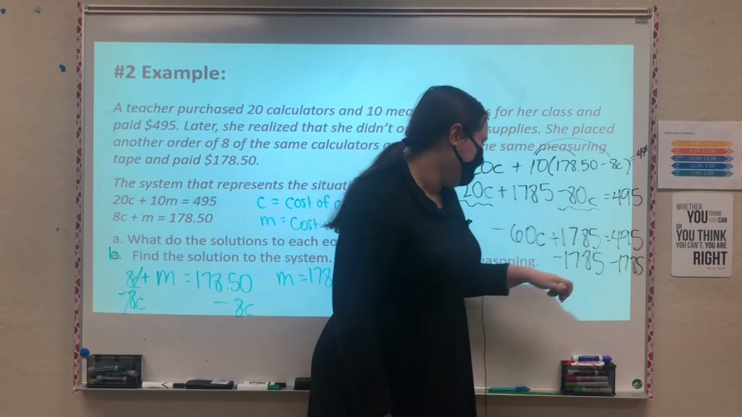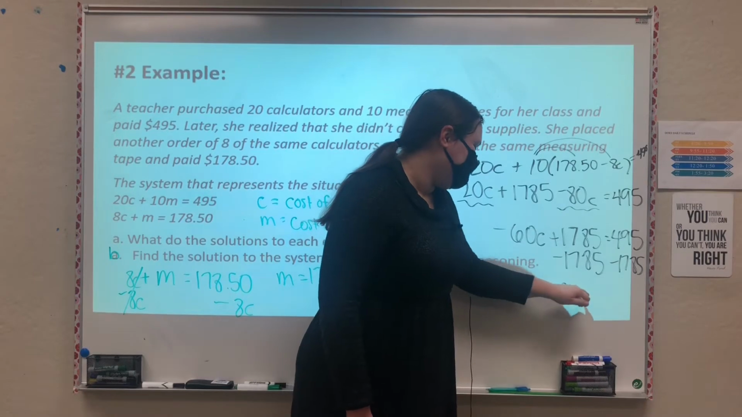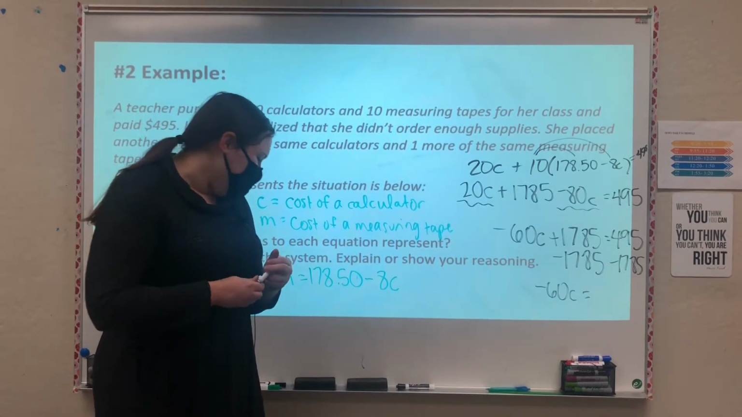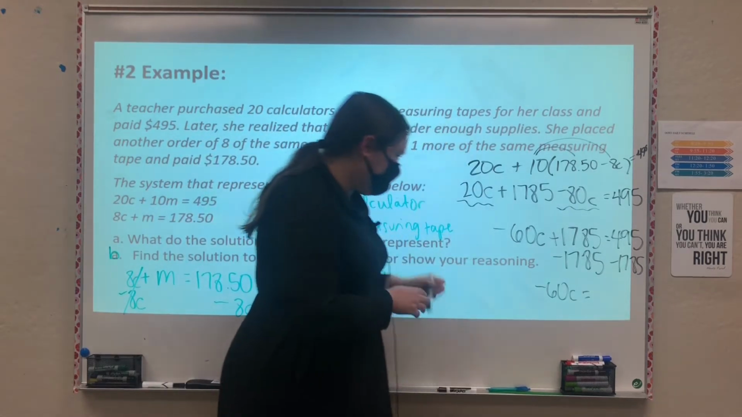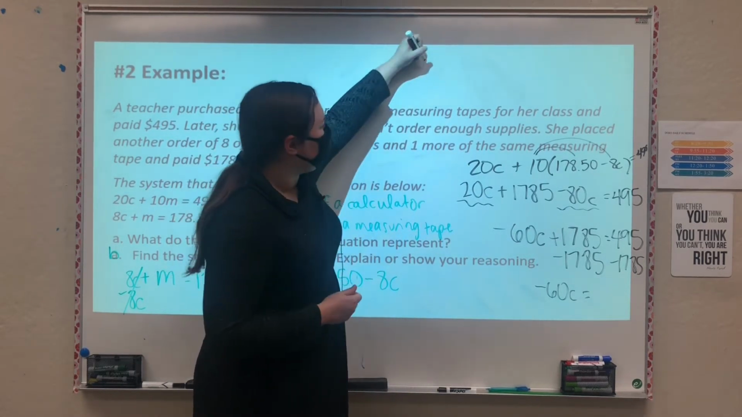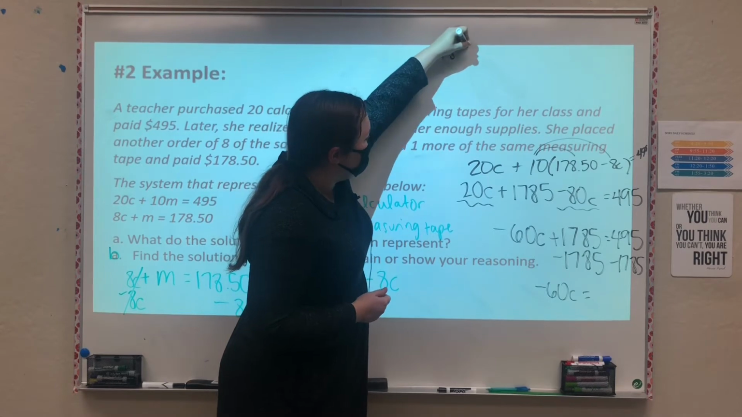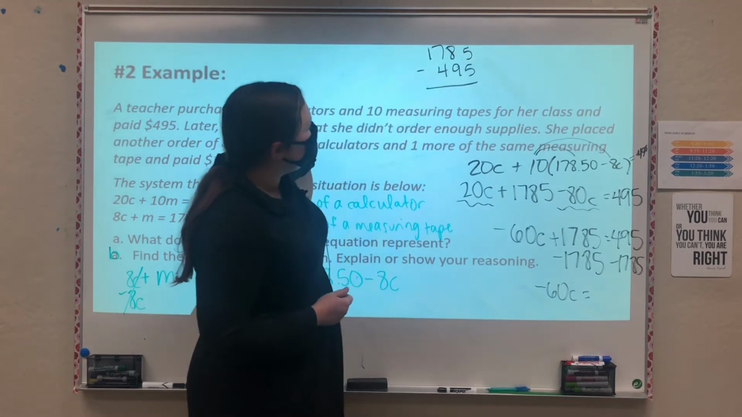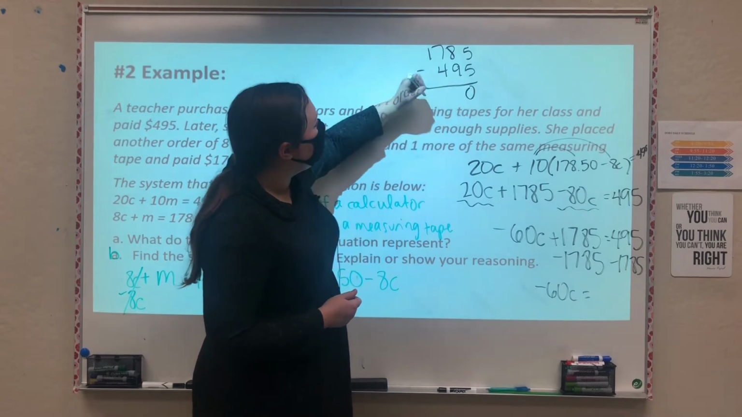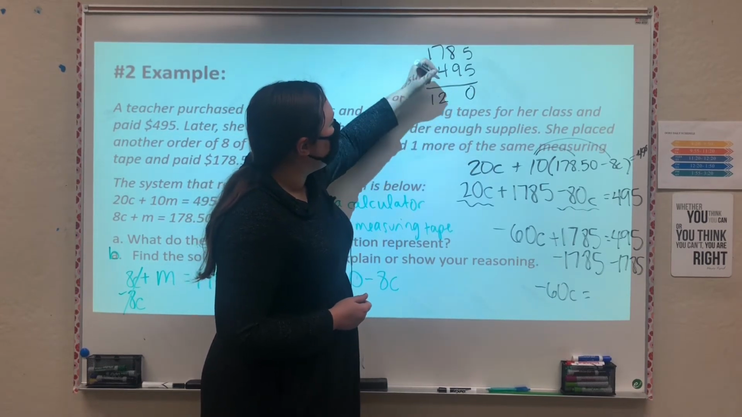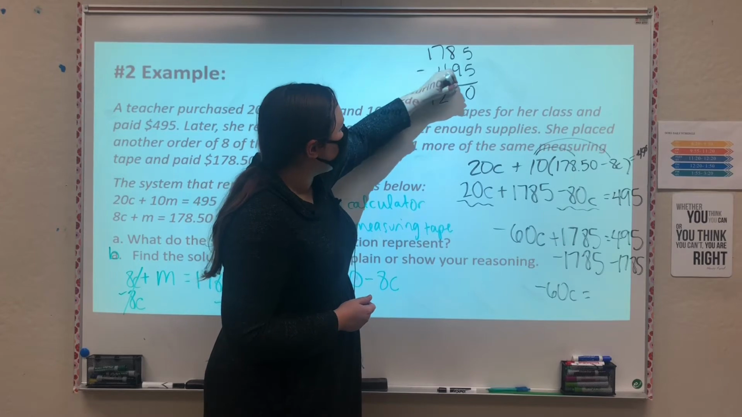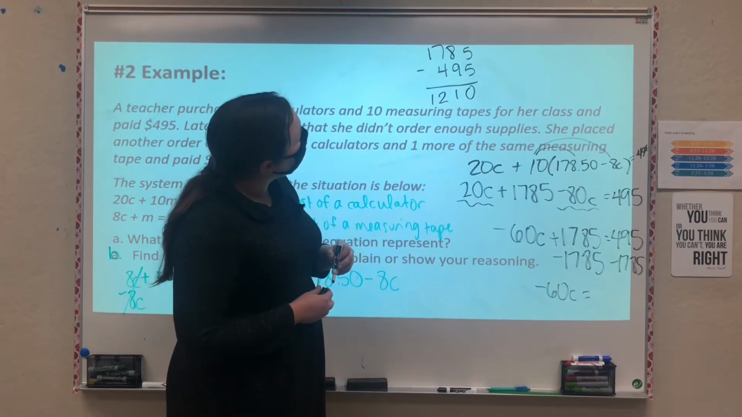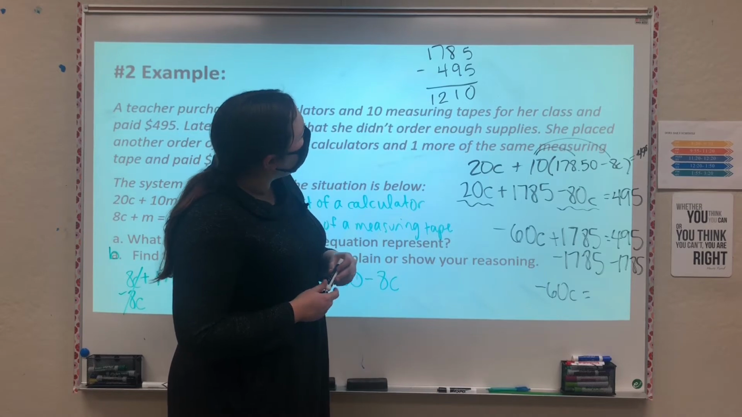That should be a 1. Negative 60c equals... It can help if you're doing this by hand to put the larger number on top for that subtraction. 1,210. You're saying what? 1,210. I do not agree. No.